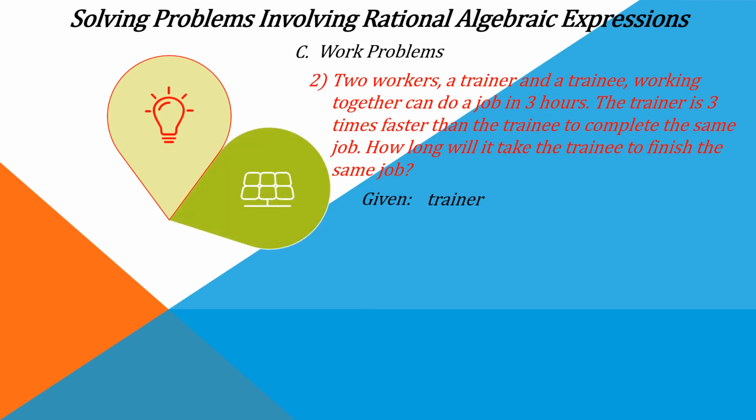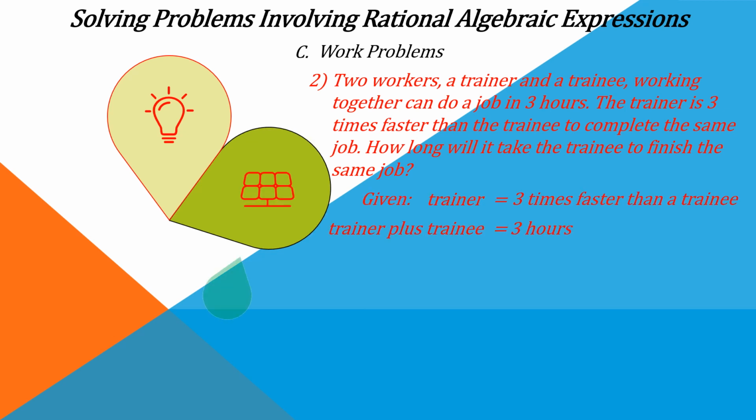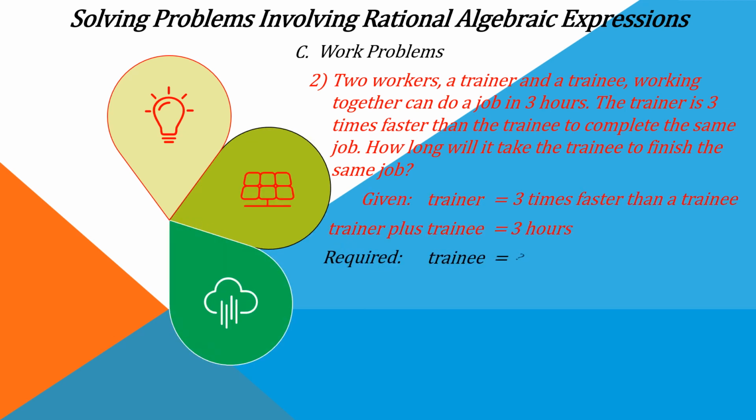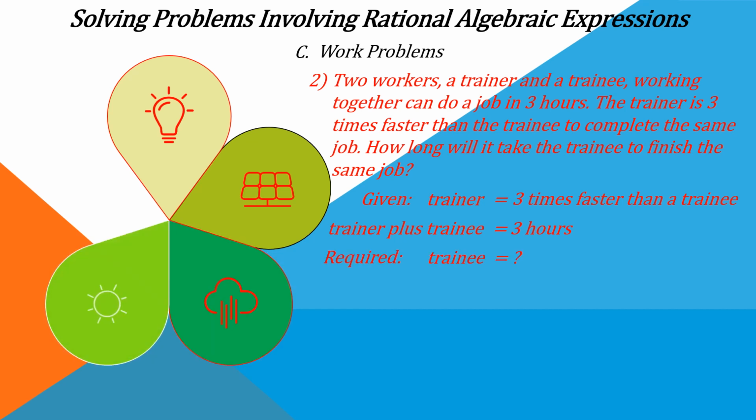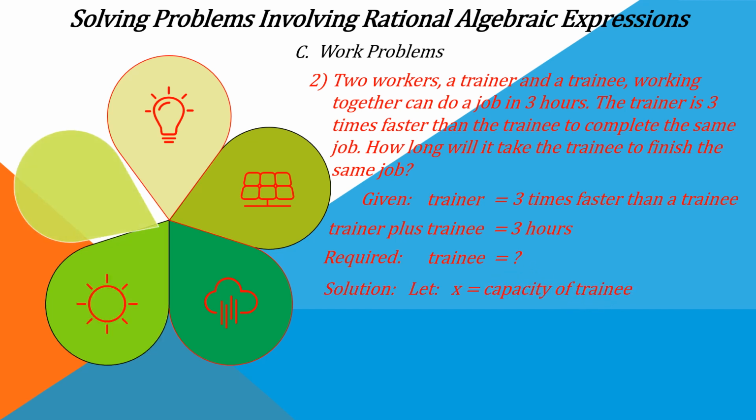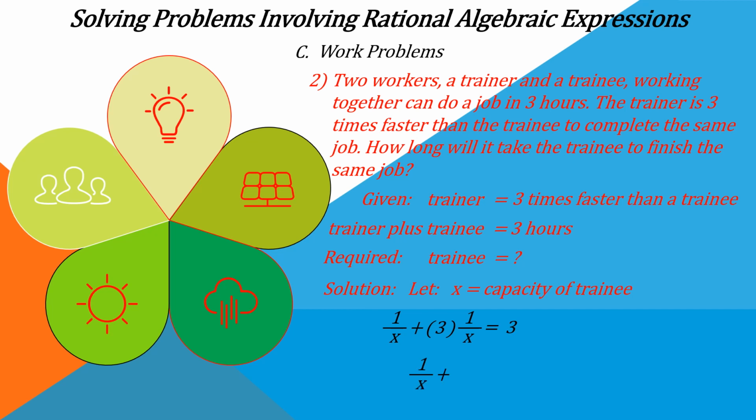So let us take the given. Trainer is 3 times faster than a trainee. Trainer plus trainee is equal to 3 hours. And then required, trainee, is unknown. Solution: let x be the capacity of the trainee. And 1 over x plus 3 times 1 over x is equal to 3 hours. 1 over x is the capacity of the trainee in 1 hour.